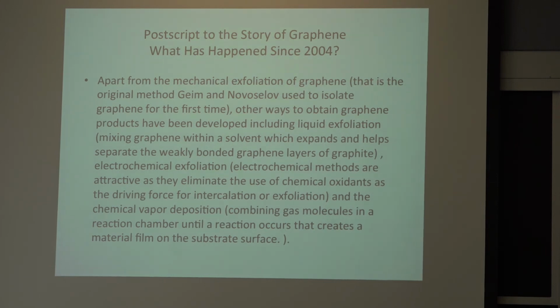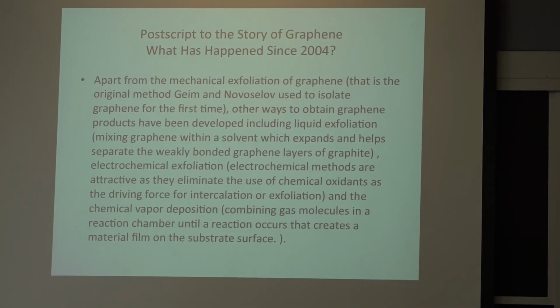They developed a method for the liquid exfoliation of graphene, the electrochemical exfoliation of graphene, and one which uses oxidants as the driving force for exfoliation. And they even have a chemical vapor method for creating graphene, which combines gas molecules in a reaction chamber and uses a little bit of gold.